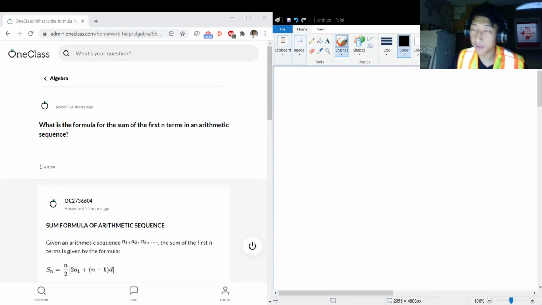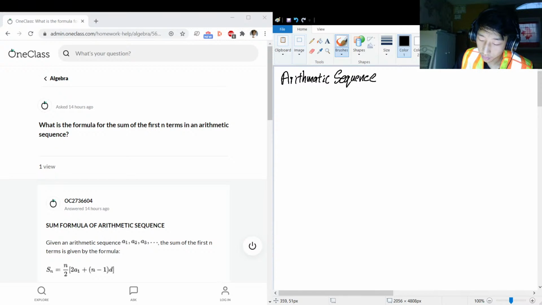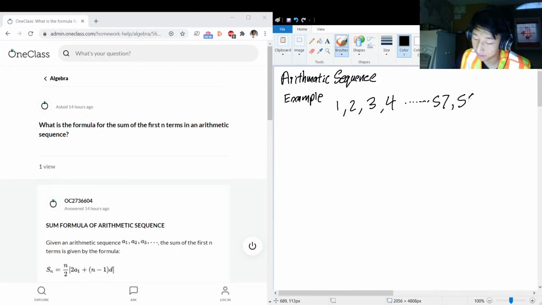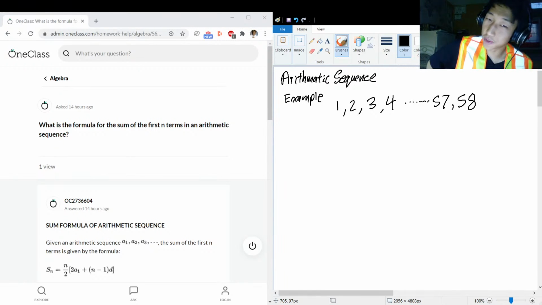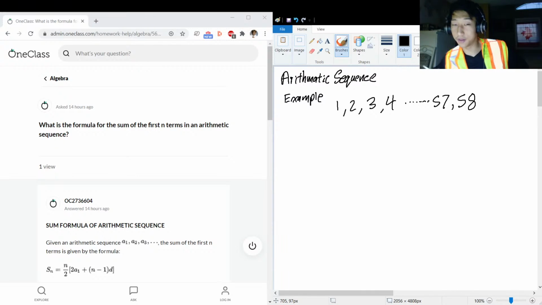So an example of an arithmetic sequence would be 1, 2, 3, 4, on and on and on to like 57, 58, all the way up to, I don't know, however long you want to go. These arithmetic sequences can go on for a very long time if you want them to, but we don't always want them to because we're lazy mathematicians.